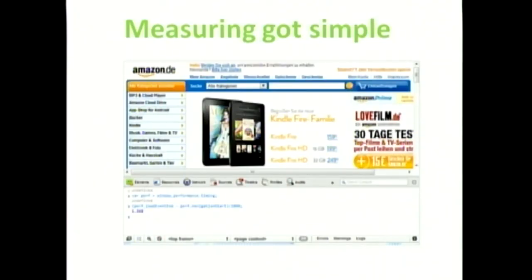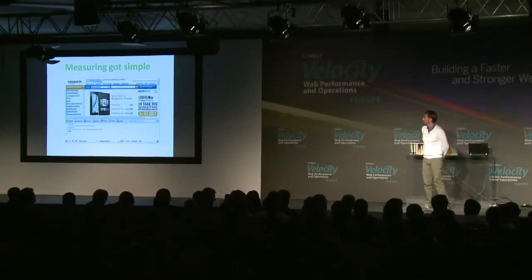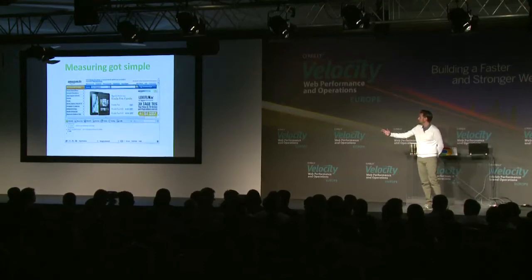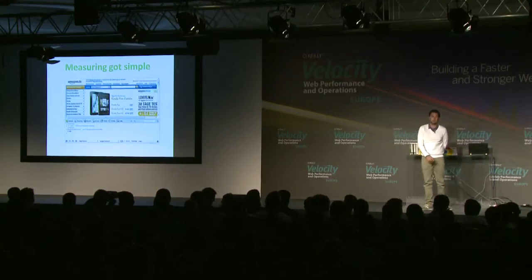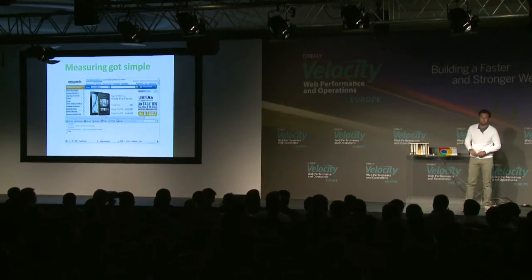I don't know whether you're able to read it, but these two lines of JavaScript down there are all that is needed to figure out how long this page, in this case Amazon, takes to load. It's just accessing window.performance.timing and taking the onload event end minus the fetch start and figuring out that it takes 3.5 seconds, and you can do it all in JavaScript in the browser.